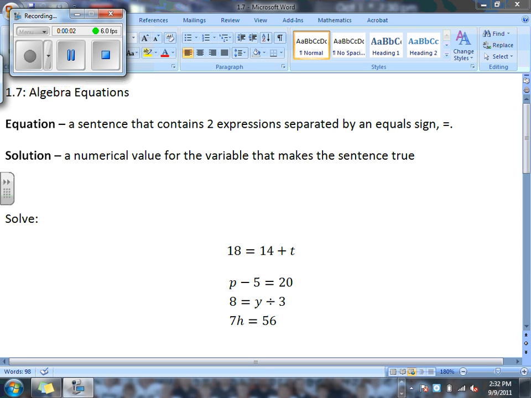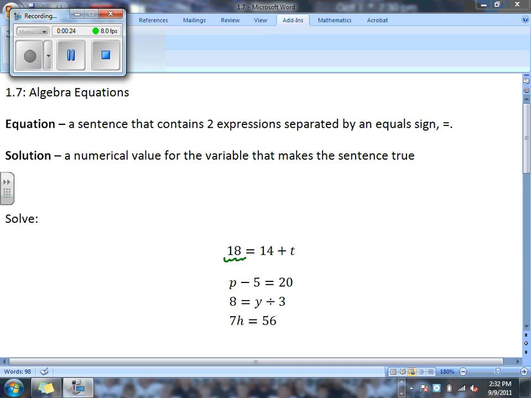Section 1.7 is about algebra equations. Well, first we need to know what an equation is. An equation is a sentence that contains two expressions separated by an equal sign. So we've been working on expressions, and so far it's just been one side. We've been writing expressions. Now, with an equation, we're going to have two, one on each side of the equal sign.